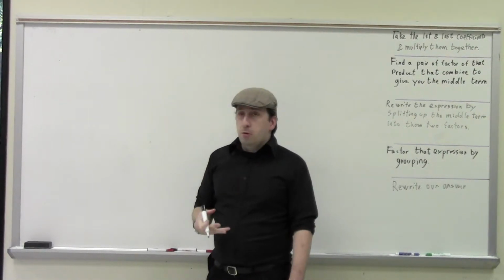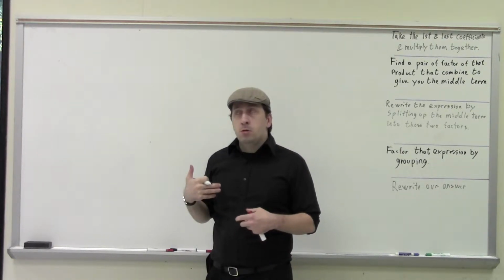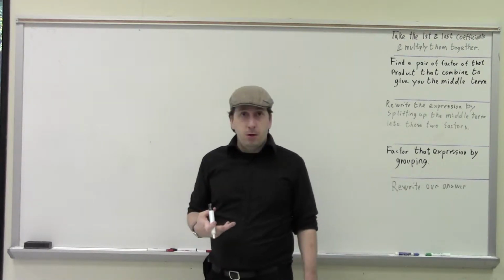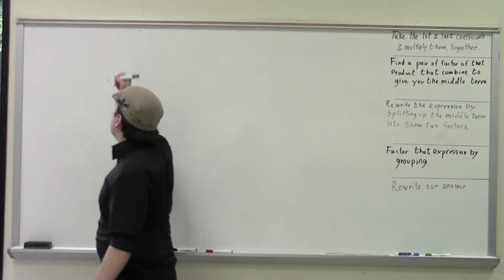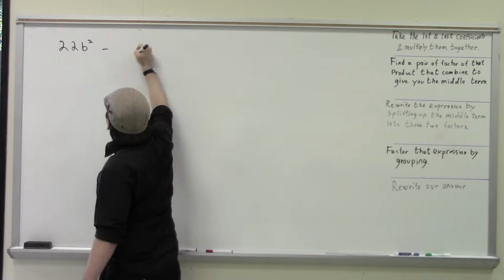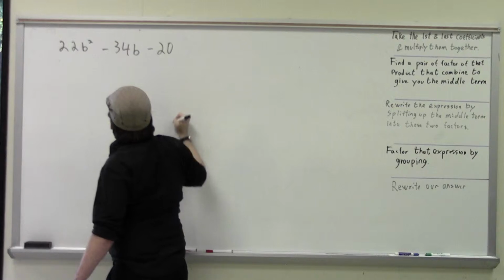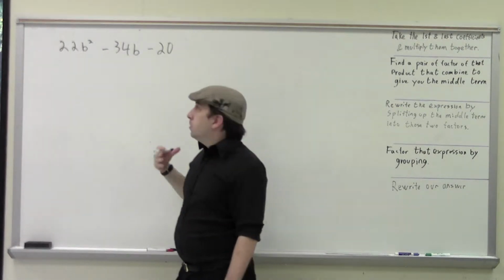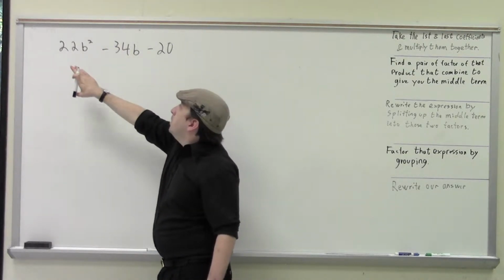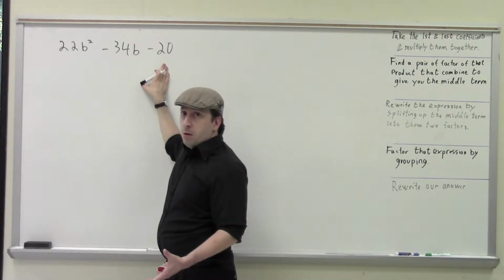So I want to do another example where we have to factor out a GCF, and I want to do one that is, I should say, a little bit more complex than the first one we did, right? So the example I want to do this time is 22b squared minus 34b minus 20. Our first step here is to recognize that each of these is divisible by 2. So we have a greatest common factor that we can pull out.